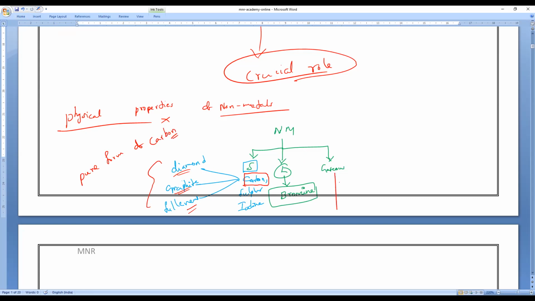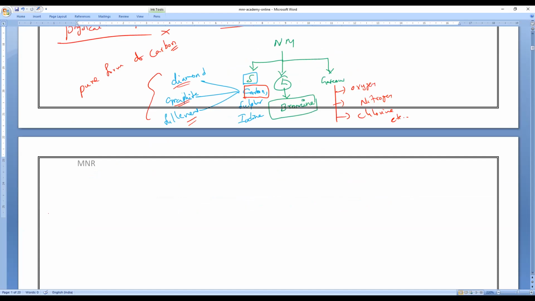Now gaseous non-metals. We all know gaseous non-metals: oxygen, nitrogen, chlorine, etcetera. So the count is very, very less. Now let us take the main important physical properties.